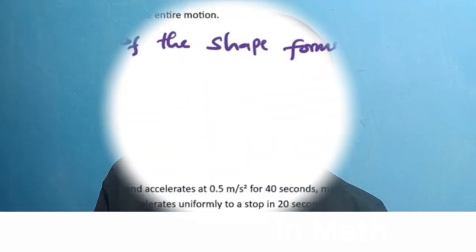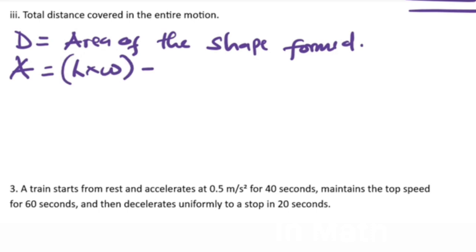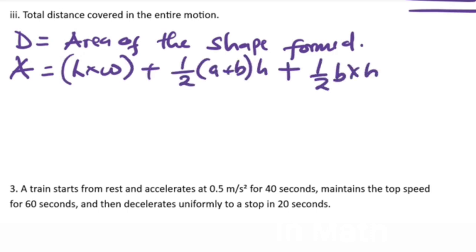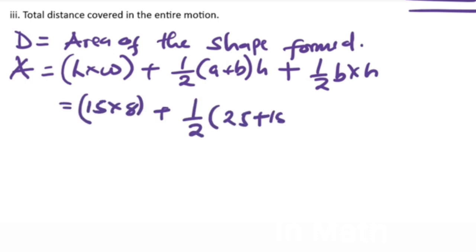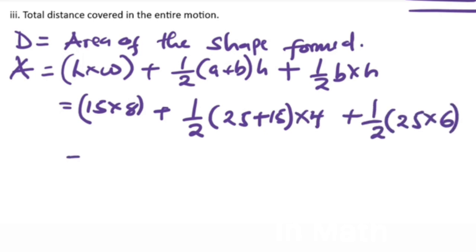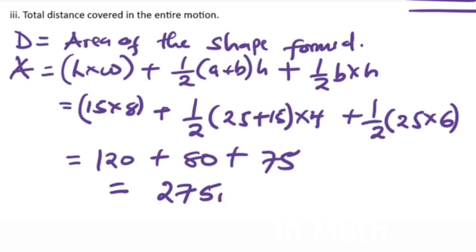So the area is going to be length times width plus a half into a plus b by height plus a half base times height. That is going to be 15 times 8 plus a half into 25 plus 15 by 4, and then plus a half into 25 by 6. That gives you 120 plus 80 plus 75, a total of 275 meters.